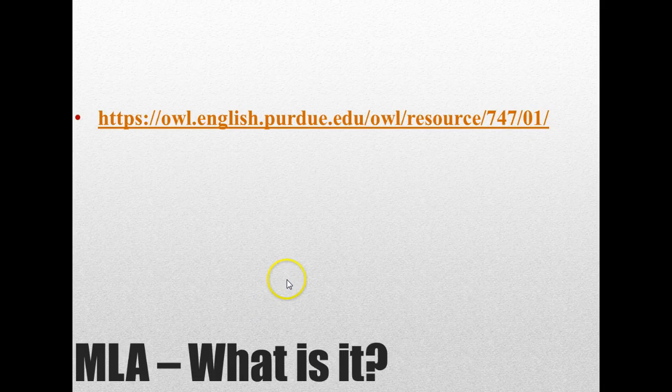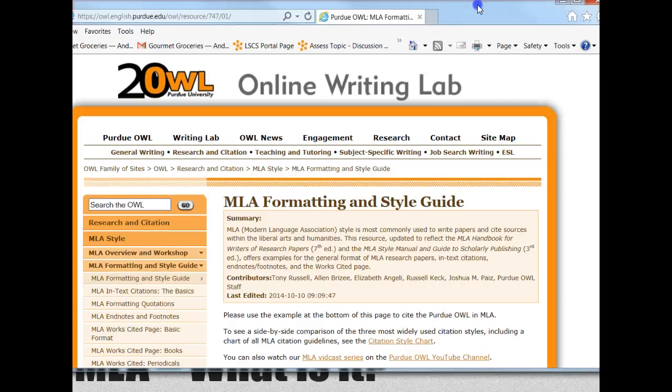So MLA is basically a formatting style, a writing style. There are different styles of writing when you do a research paper. MLA, which I believe means Modern Language Association, is one of them. There's also APA, there's Chicago style. So depending on your discipline, you will have different ways to format the paper. In this class, I use MLA, and that's all it is. It's just a format.